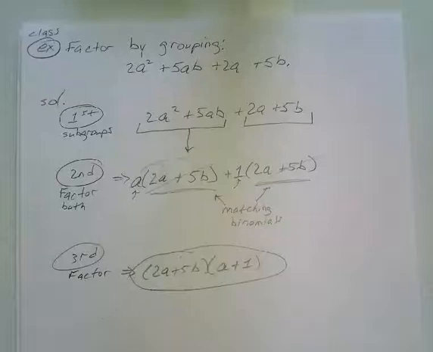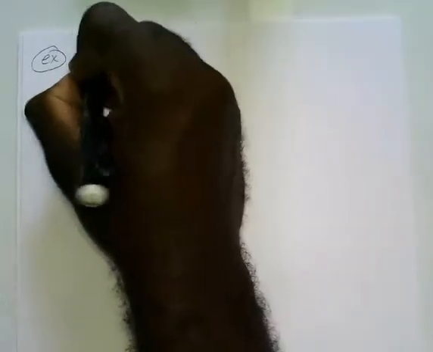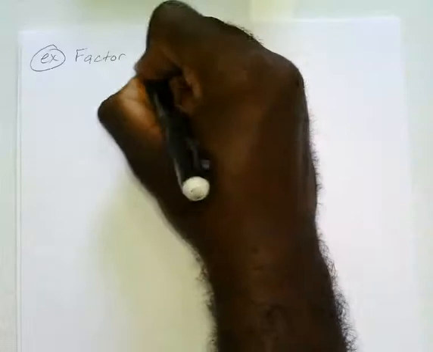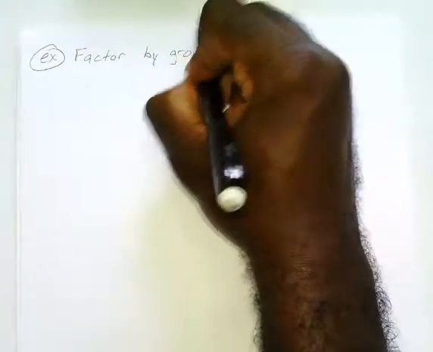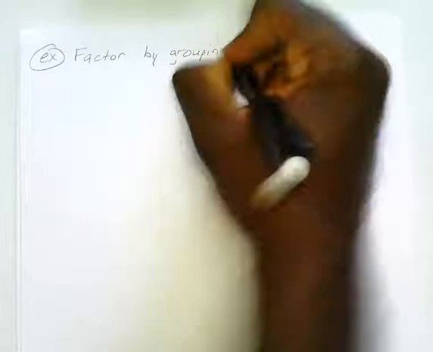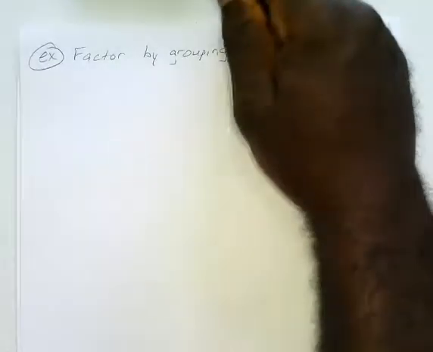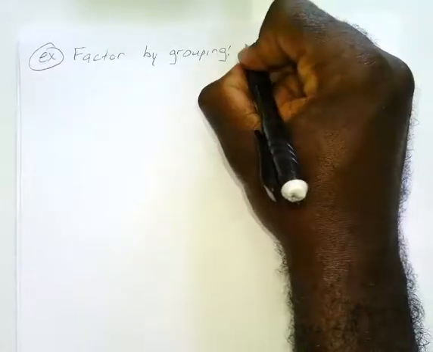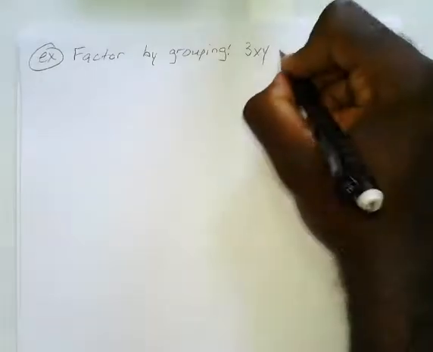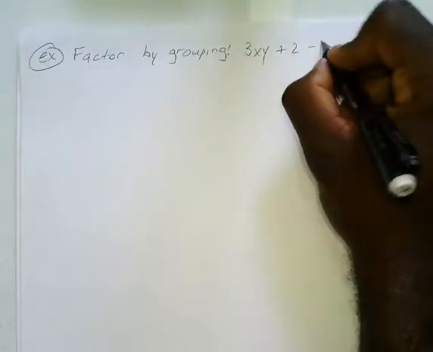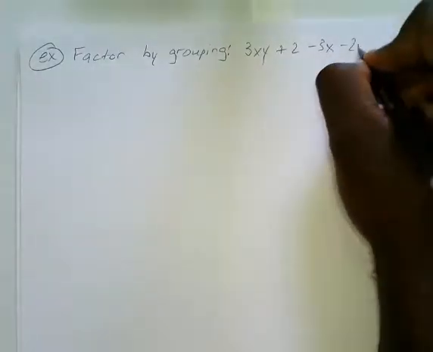All right, so we're going to go ahead and go to our next example. Okay, so what if we want to factor by grouping? Say 3xy. Yeah, that 3 looks a little bit messy there. There you go, 3xy plus 2 minus 3x minus 2y.